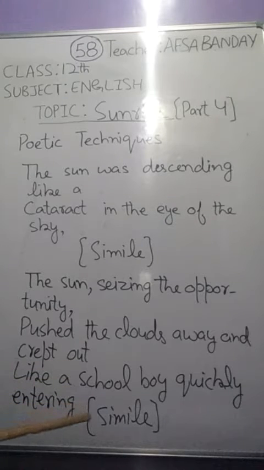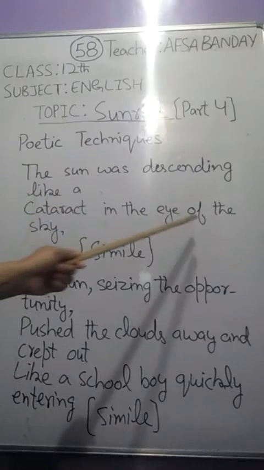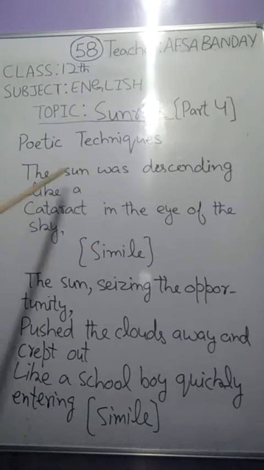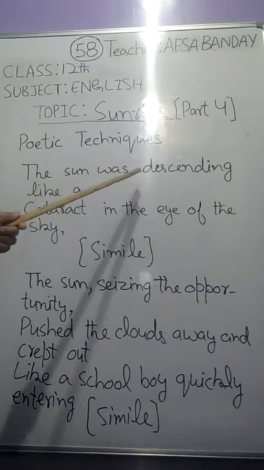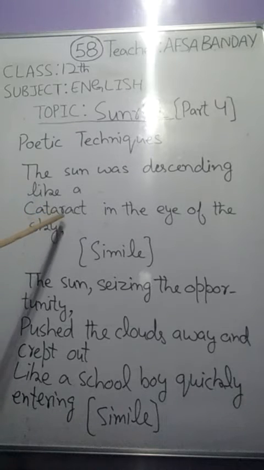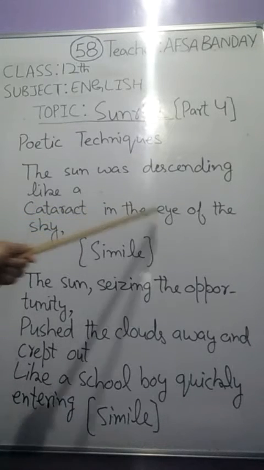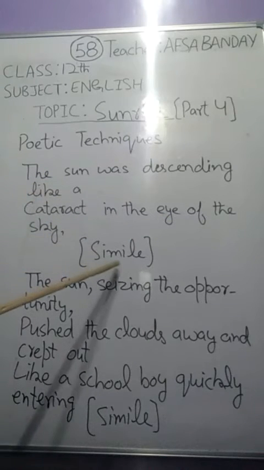The first stanza, the first line of the poem: The sun was descending like a cataract in the eye of the sky. It's an example of simile because here the sun covered by clouds has been directly compared with a cataract. It's a disease of the eye where it covers the pupil of the eye. So a direct comparison has been made, so it's an example of simile.